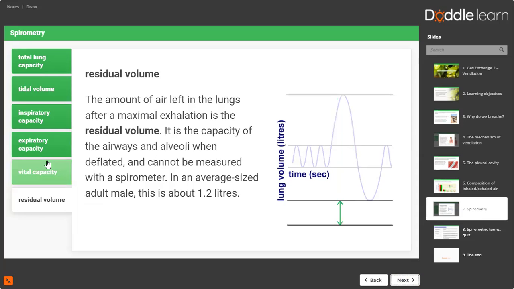We also have a residual volume, and this is the amount of air left in the lungs after maximal exhalation. It is the capacity of the airways and the alveoli when deflated, and it cannot be measured with a spirometer. In an average sized male, this is about 1 to 2 litres. So I'm going to leave that there for today.